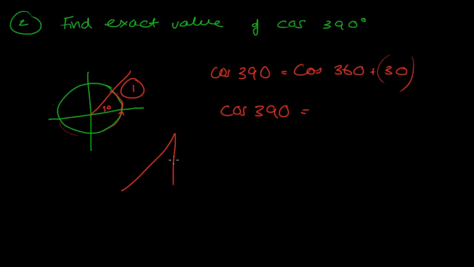Okay, so let me draw my 60, 30 triangle again. We have 1, 2, root 3. So cos 30, you can see, is root 3 over 2. And we know in the first quadrant it's positive. Got my answer. All right.